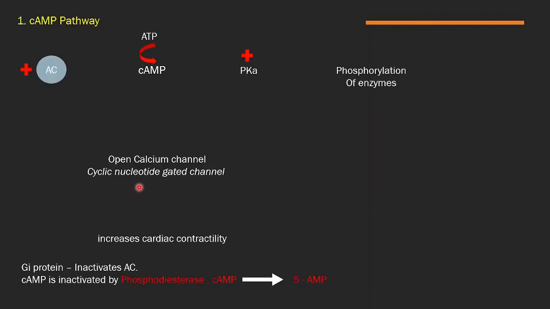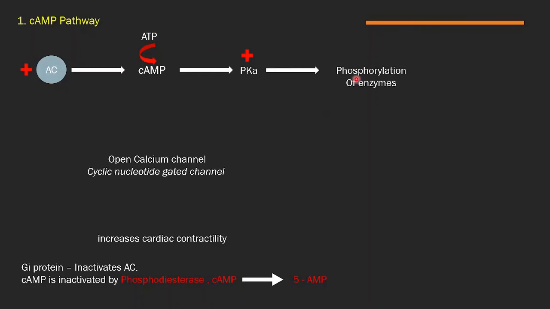Now, for example, the alpha has activated the adenyl cyclase, then it will follow the cAMP pathway. So after it has activated adenyl cyclase, it will convert ATP to cAMP. This cAMP is a secondary messenger. This cAMP will in turn activate protein kinase. This kinase will phosphorylate the enzymes.